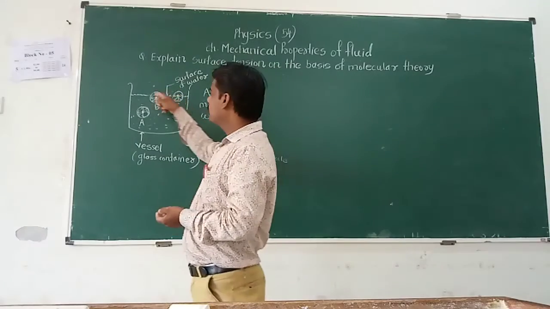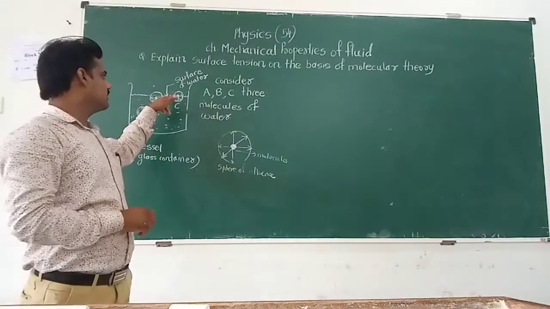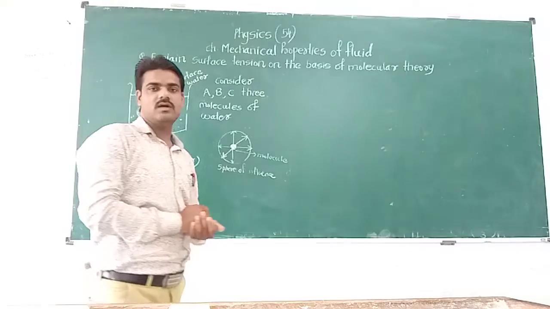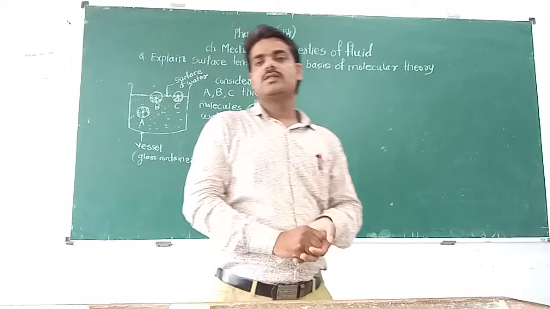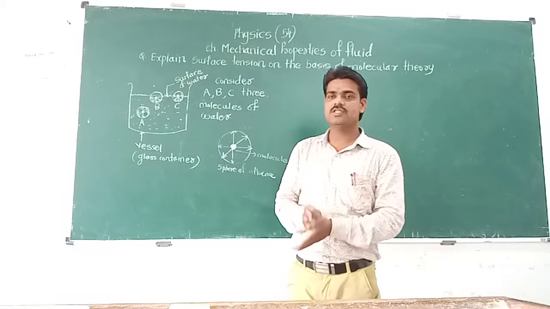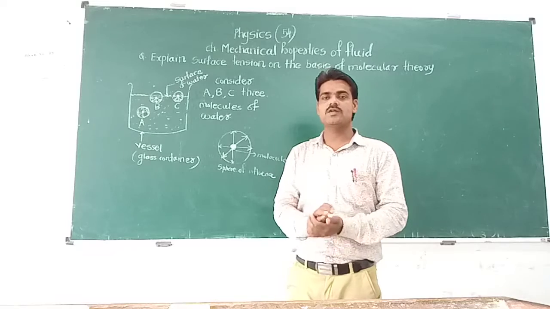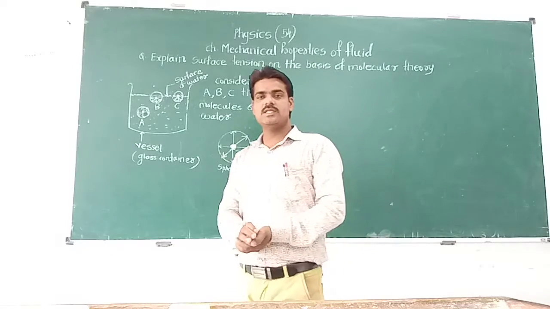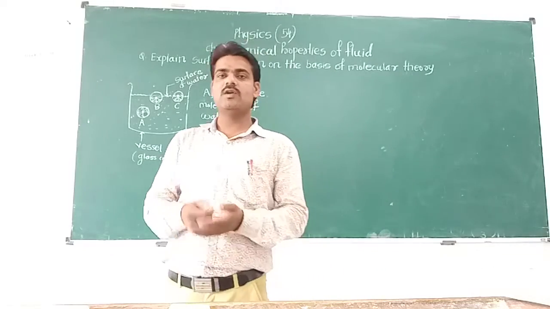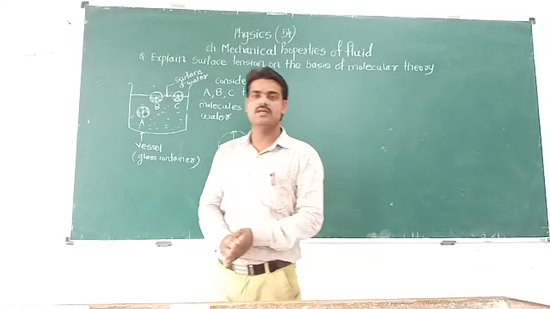So the molecules get contracted and reduce the area on the surface of the water. So it is called surface tension. The meaning of tension is that molecules are in a constant level or constant position. It is possible on the surface of the water, so it is called surface tension.